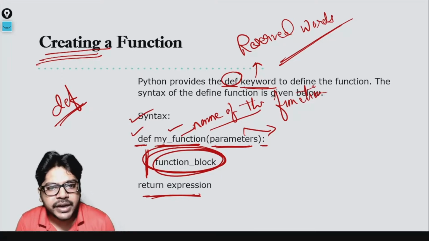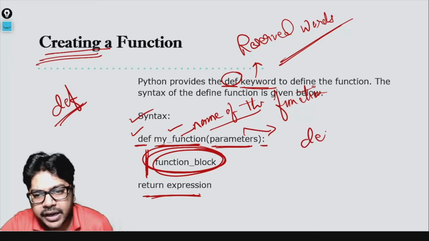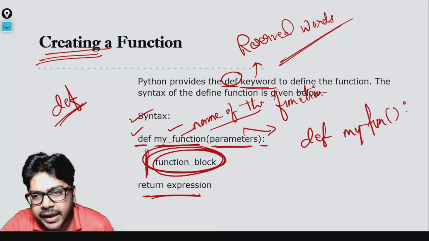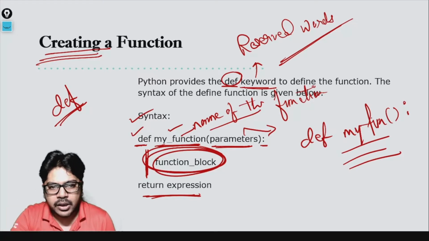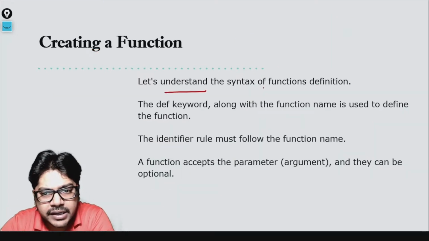But now we know how to create a function. You write the def keyword, then you write the name of the function, like my fun, then you give brackets and put a colon and start writing the program that your function is supposed to do. Okay. Now let's understand the syntax of the function.